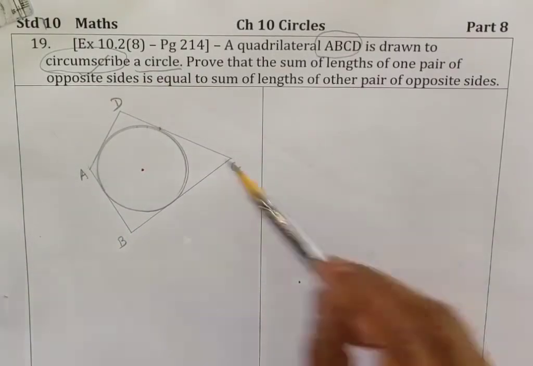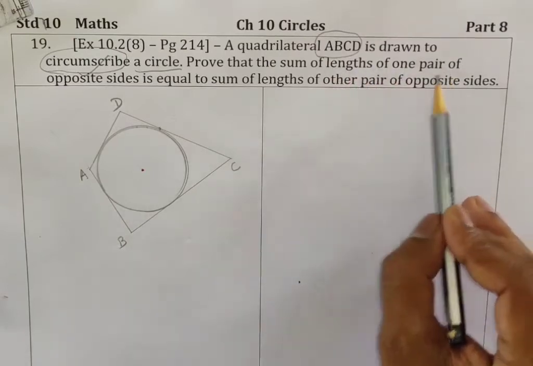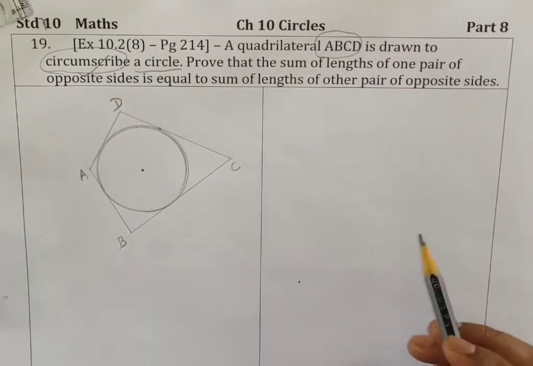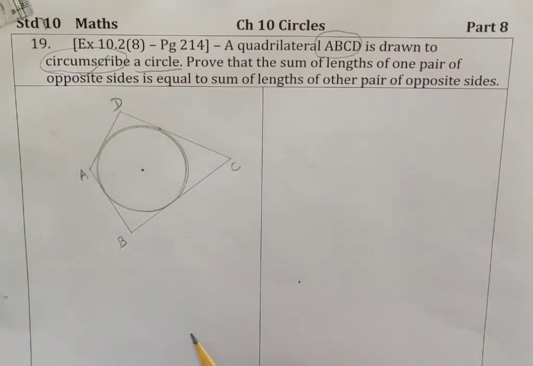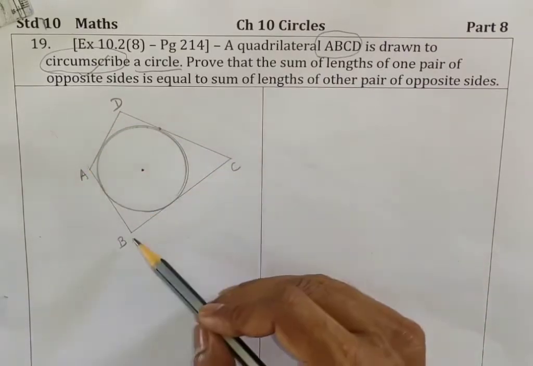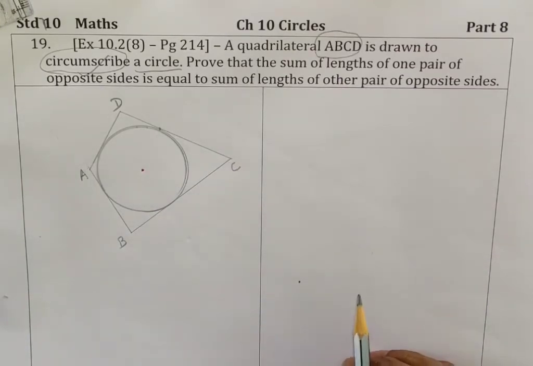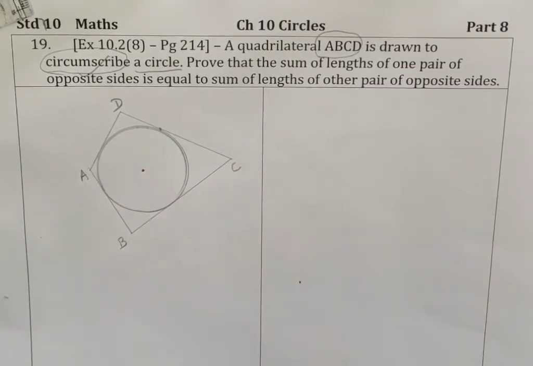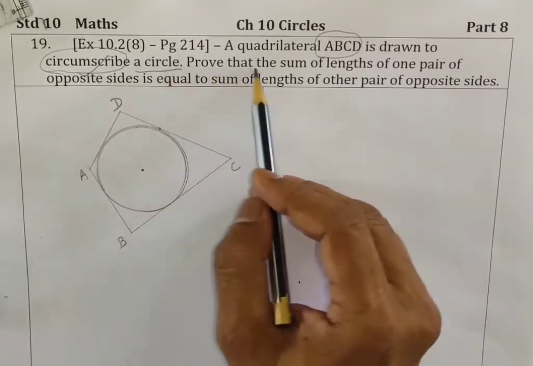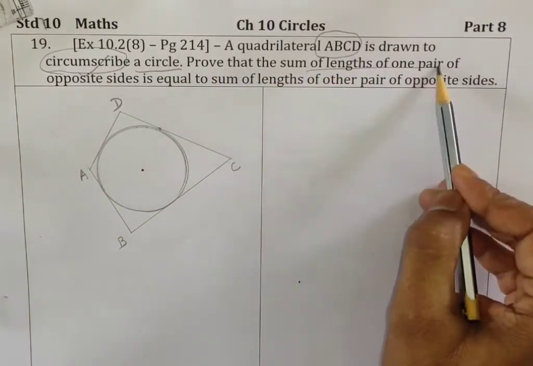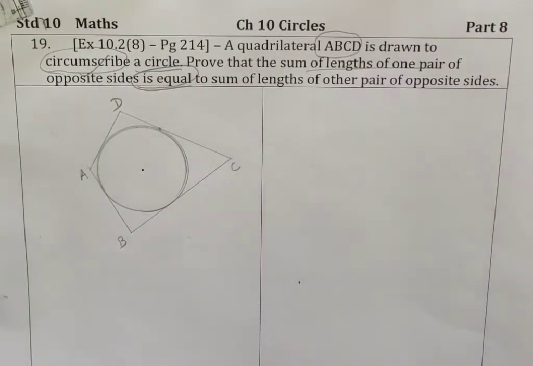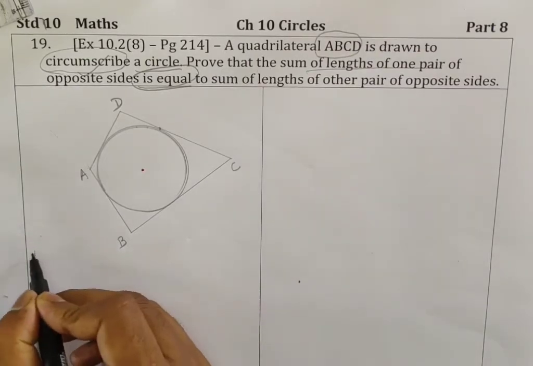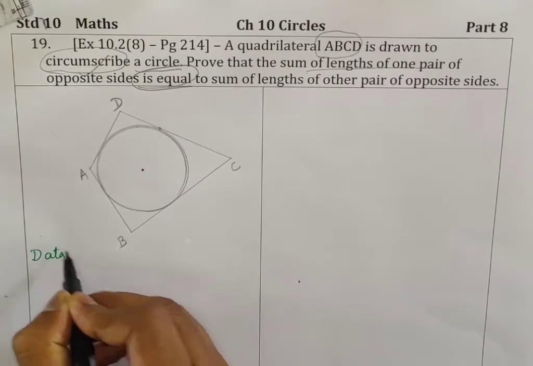Now what we have to prove? Prove that sum of length of one pair of opposite sides. Boliye, which is opposite side? AB and CD. That is one pair of opposite side. AD and BC, that is other pair of opposite side. So you have to prove that the sum of length of one pair of opposite sides is equal to sum of lengths of other pair of opposite sides. So that is what you have to prove. Okay, what is data? Very simple data, children.